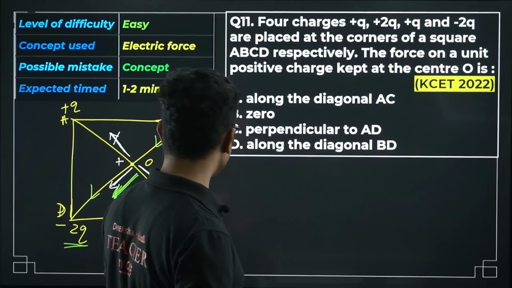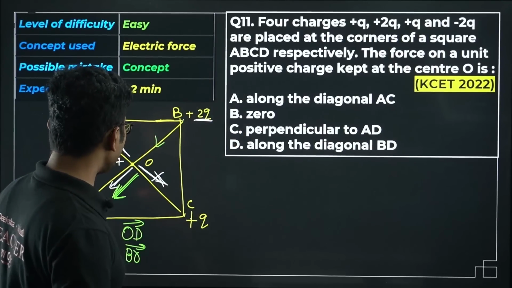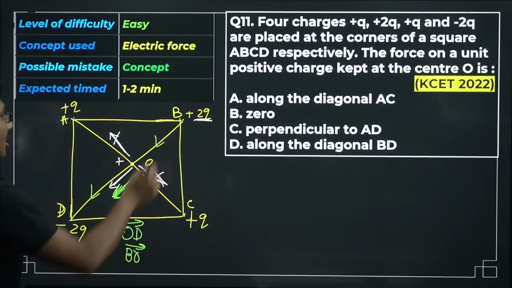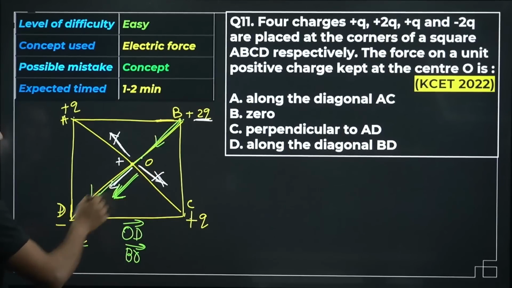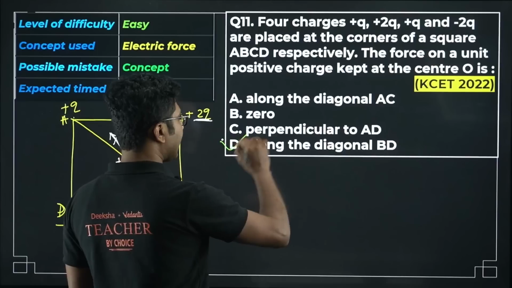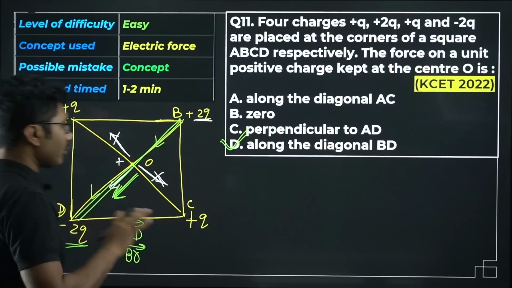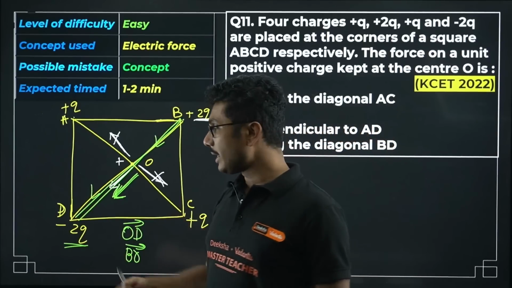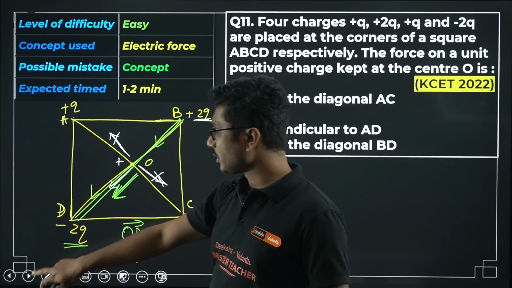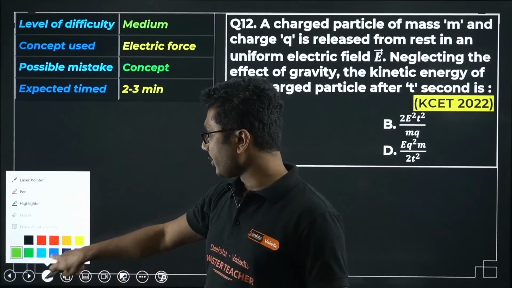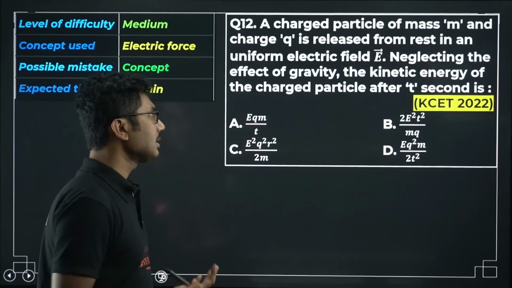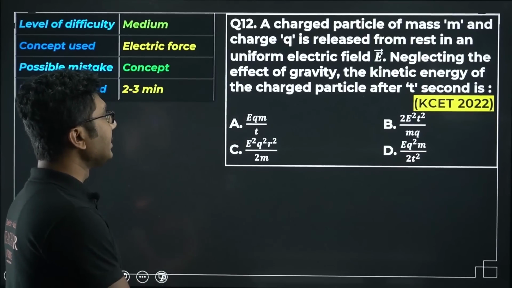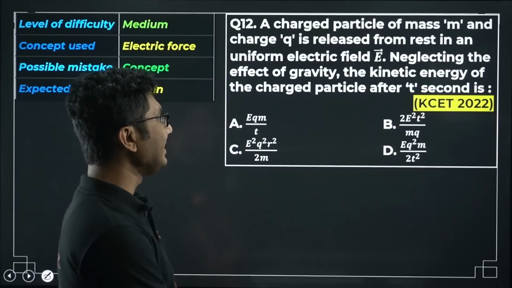Along the diagonal AC, no. Perpendicular to AD, no. Along the diagonal BD, yes, so it is along the diagonal BD, so definitely option D is the correct answer for this question. So just draw the diagram, identify which forces get cancelled and which forces still remain, and based on that you can answer. So this is a conceptual question, answerable, not super difficult. If you just understand the concept, you can answer such questions. A charged particle of mass m and charge q is released from rest in a uniform electric field E.